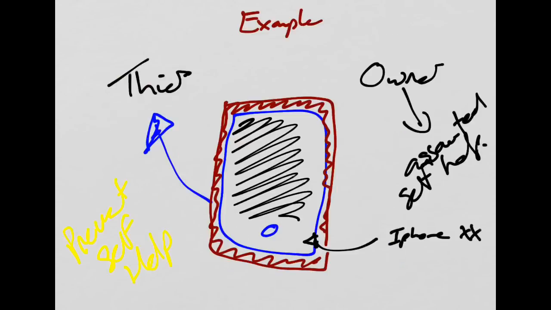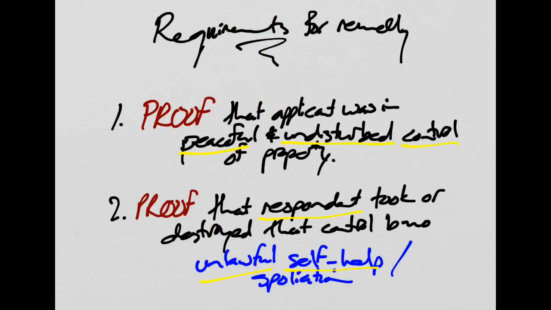So let's quickly go back to the example. We see that the thief was in peaceful and undisturbed control of the property. The thief was using the owner's phone, having a nice chat with his girlfriend, and the owner came along and assaulted the thief to take back the phone. And the owner, in this case, will be the respondent, and the owner took away that control by means of unlawful self-help or spoliation.